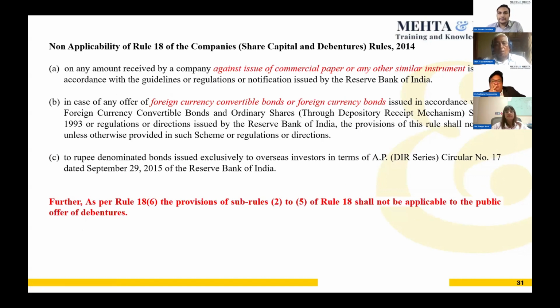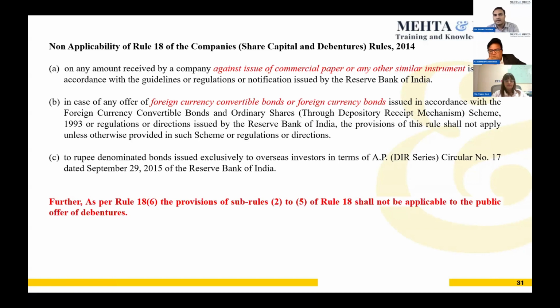So, as per Rule 18.9, there are exemptions provided from the applicability of the entire Rule 18 of the share capital and debentures rules, wherein such categories are exempted from any provisions of Rule 18. So, on any amount received by the company against the issue of commercial paper or any similar instrument issued in accordance with the guidelines, regulations or notification issued by the RBI, or in case of any offer of FCCB or foreign currency bonds issued in accordance with the foreign currency convertible bond and ordinary shares through depository receipt mechanism scheme or regulations or directions issued by the RBI, the provisions of these rules shall not apply unless otherwise provided in such scheme, regulations, or directions.